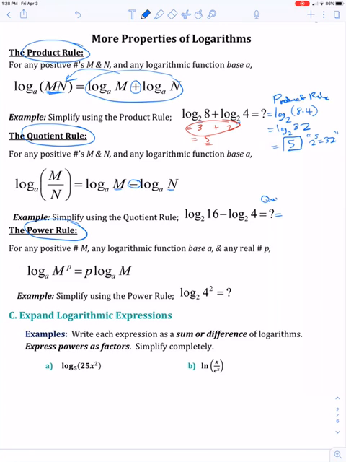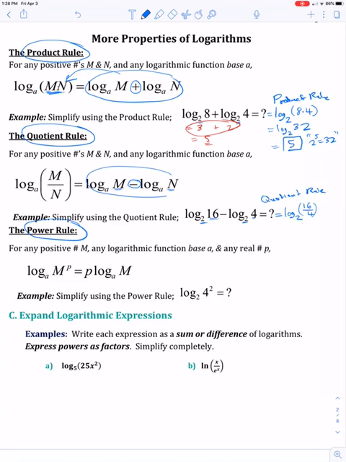So let's take that and apply the quotient rule. Looking at using the quotient rule, let's go to an example. Let's find the value of this expression. Let's simplify together. So here's log base 2 of 16 minus log base 2 of 4. Well, they're the same bases, so we can combine these together. Now we subtract logarithms by dividing. So it's going to be 16 divided by 4.